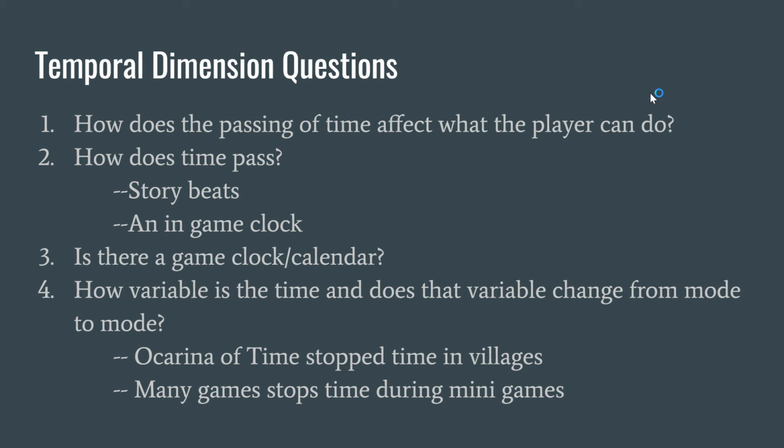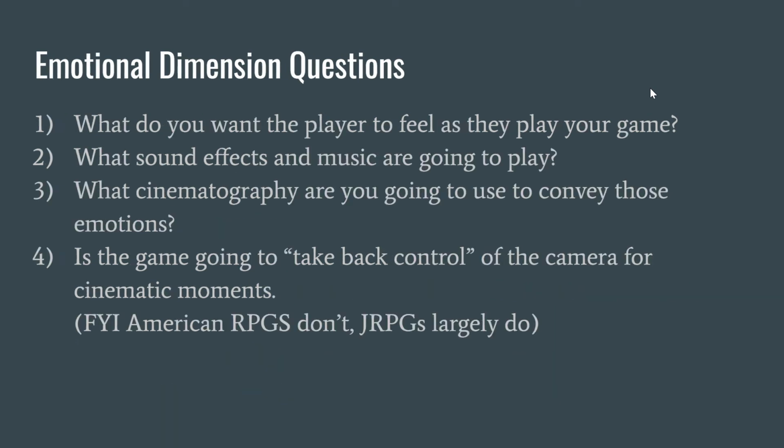So there's that too. Farmville came out 10 years ago. That was a game on Facebook that happened in real time, where crops grew in real time and if you logged in at night, it was night in the game. If you logged in at day, it was day in the game. And so how variable is your time? How does time pass? How does that affect the story? That's the temporal dimension.